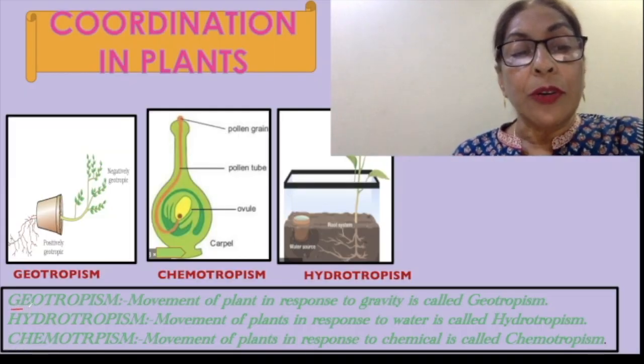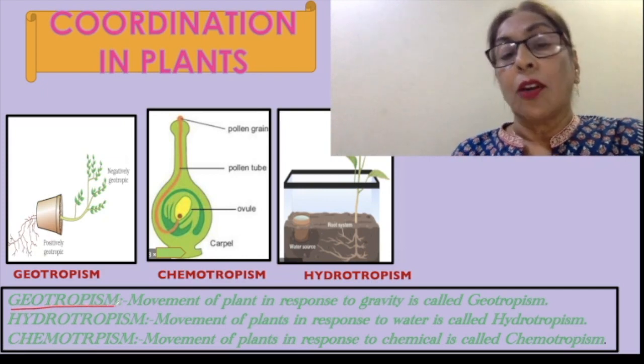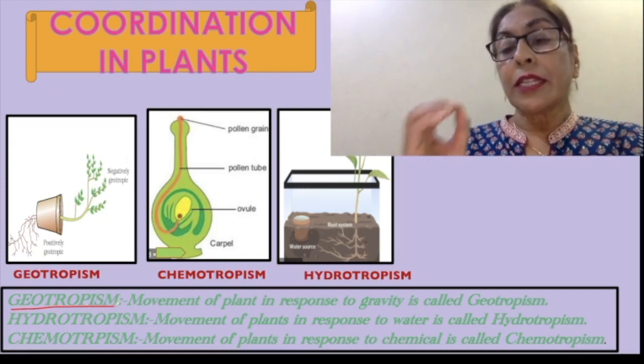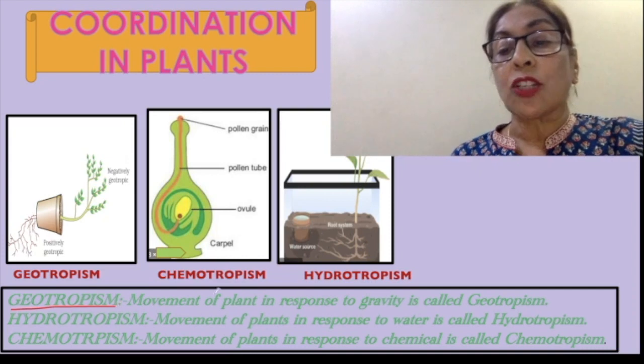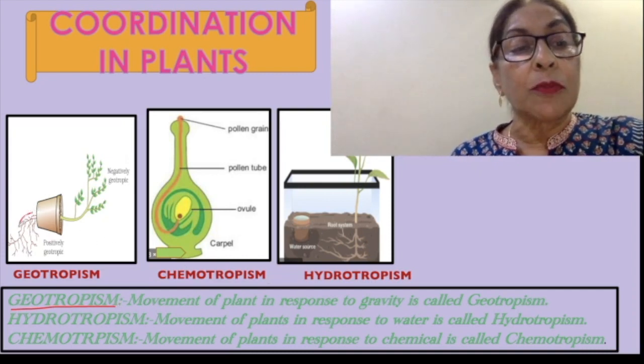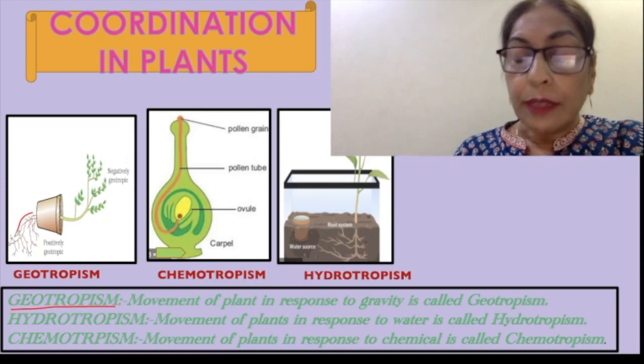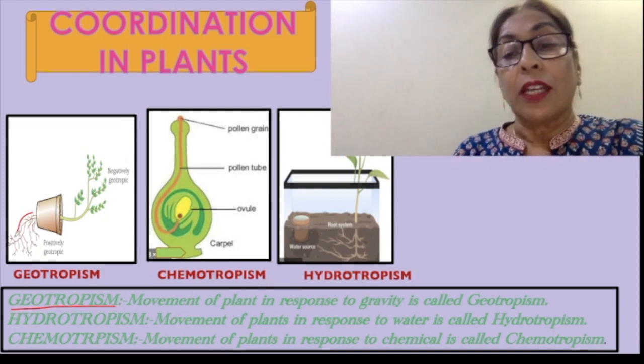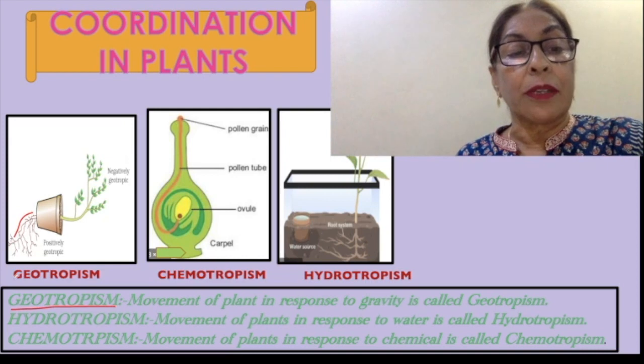Geotropism. Geo is connected with gravity. Movement of a plant in response to gravity is called geotropism. Here you can see the root is moving downward toward gravity. So this is called geotropism.